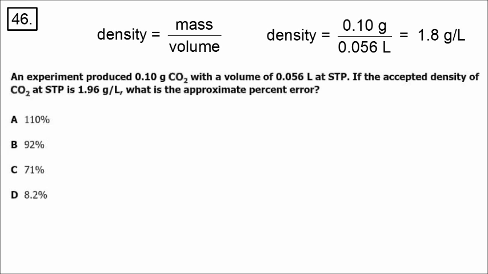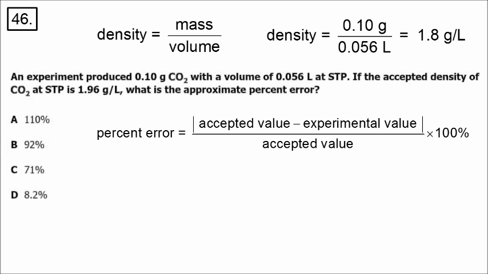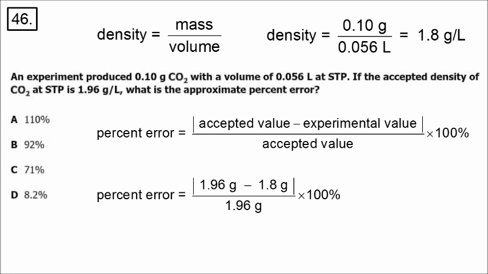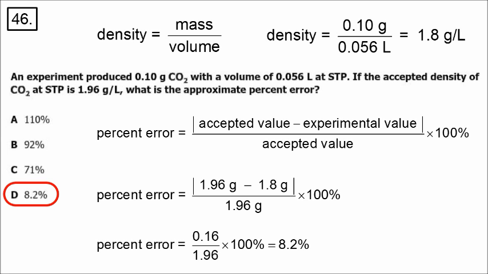Recall that percent error is the difference between the two measurements, the accepted value and the experimental value. We divide by the accepted value and multiply by 100. So we have 1.96 minus 1.8 divided by the accepted value, 1.96, and then times 100. This math works out to be 8.2%, so the correct answer is D.